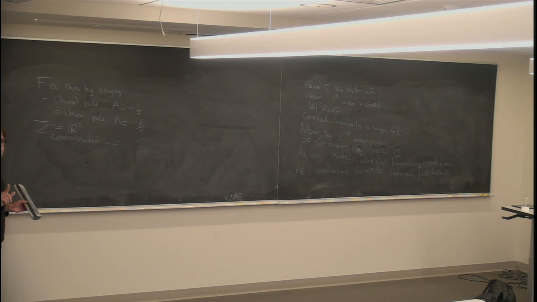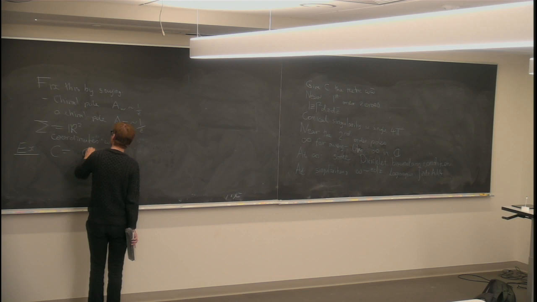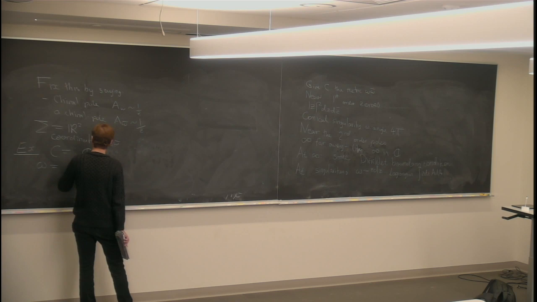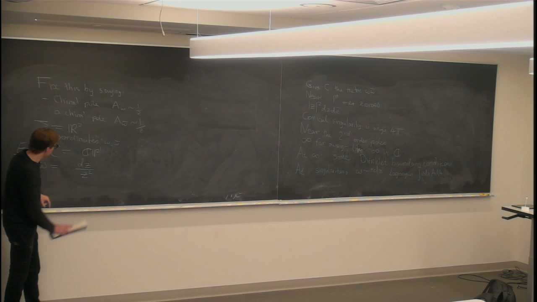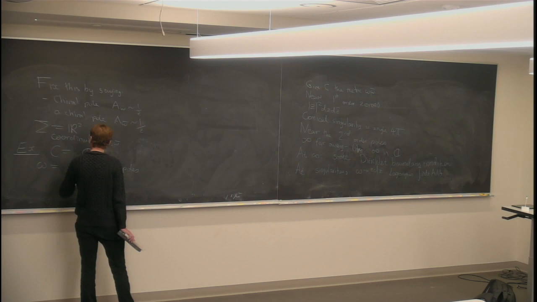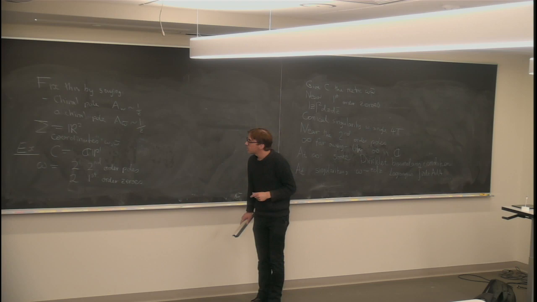Right, so let me give you an example that might help. I take my curve C to be CP1, and my one form to have dz over z squared. I'm just specifying the poles and zeros. It has two second order poles and two first order zeros. So I think dz plus dz over z squared.